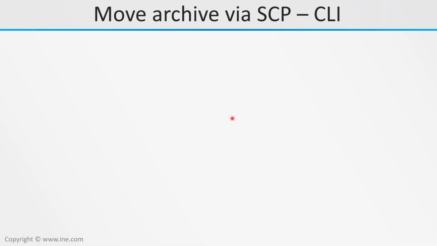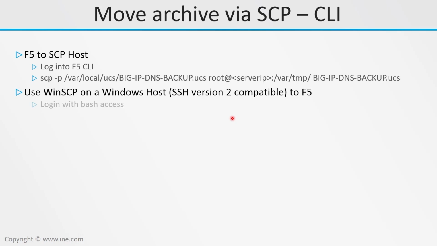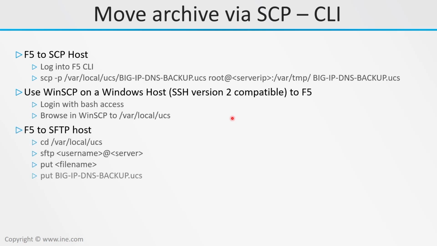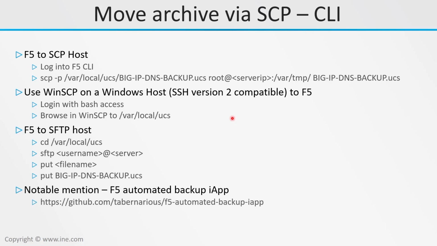Okay, so in addition to moving off the archive from the GUI, we can also use some CLI commands in different methods to move the UCS archive to a remote location. All right, so the first thing we can do is log into the F5 CLI and run the SCP command to point the UCS file that we created to a specific server running SCP with the destination directory and file name. We can also use WinSCP on a Windows host that's SSH version 2 compatible, and log in with the user with bash access and then browse to that archive and pull it off.